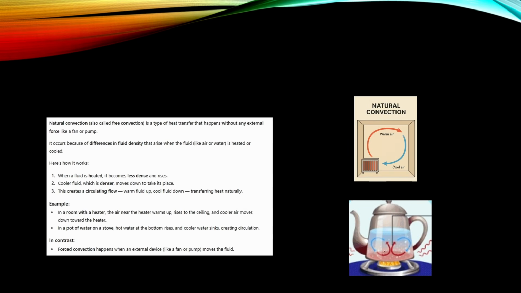Another example is this kind of teapot on a stove. Here we have hot water near the bottom of this pot, and it's rising upwards and it creates this circulation flow when we have colder water coming downwards.